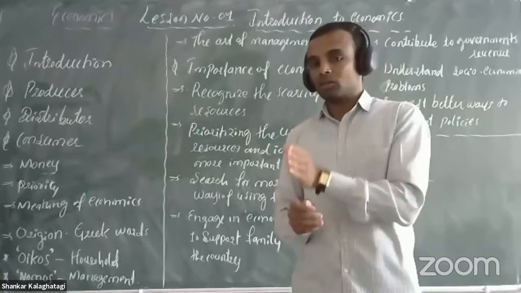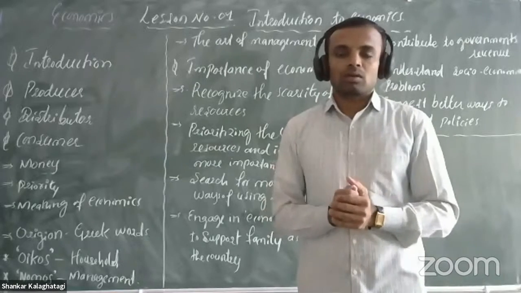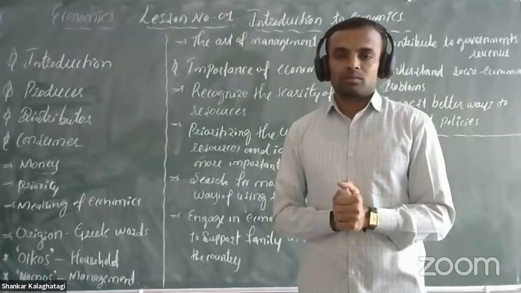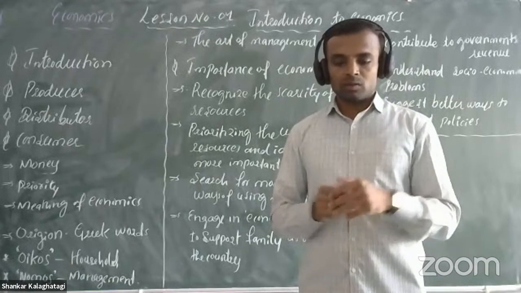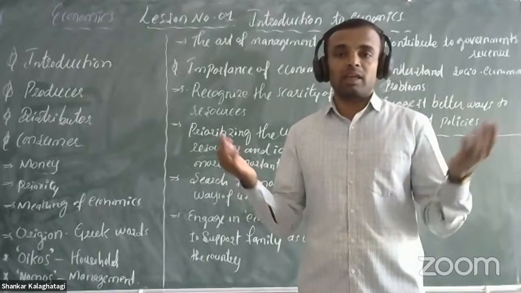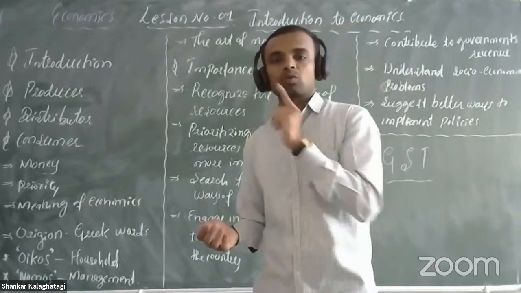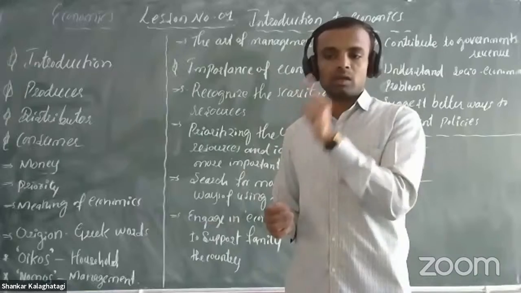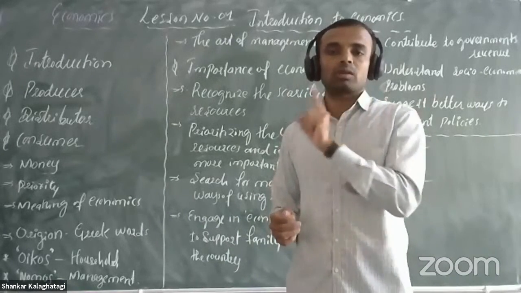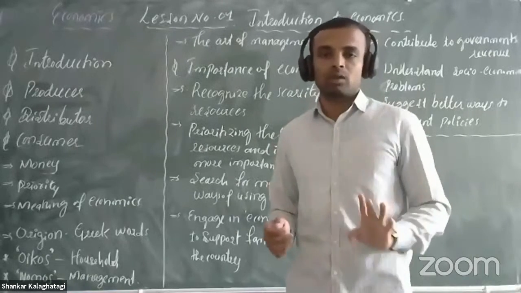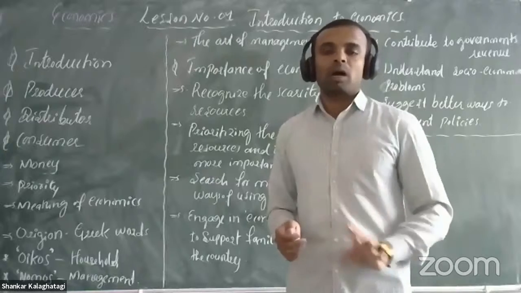Then what about the last one? King of the economic activities: the consumer. Because he has freedom here to purchase any kind of goods. No one should force him to purchase those goods. According to his requirements and needs, he has to purchase. No one should put pressure on the consumer to purchase goods. Because of that, he is considered the king of the market.